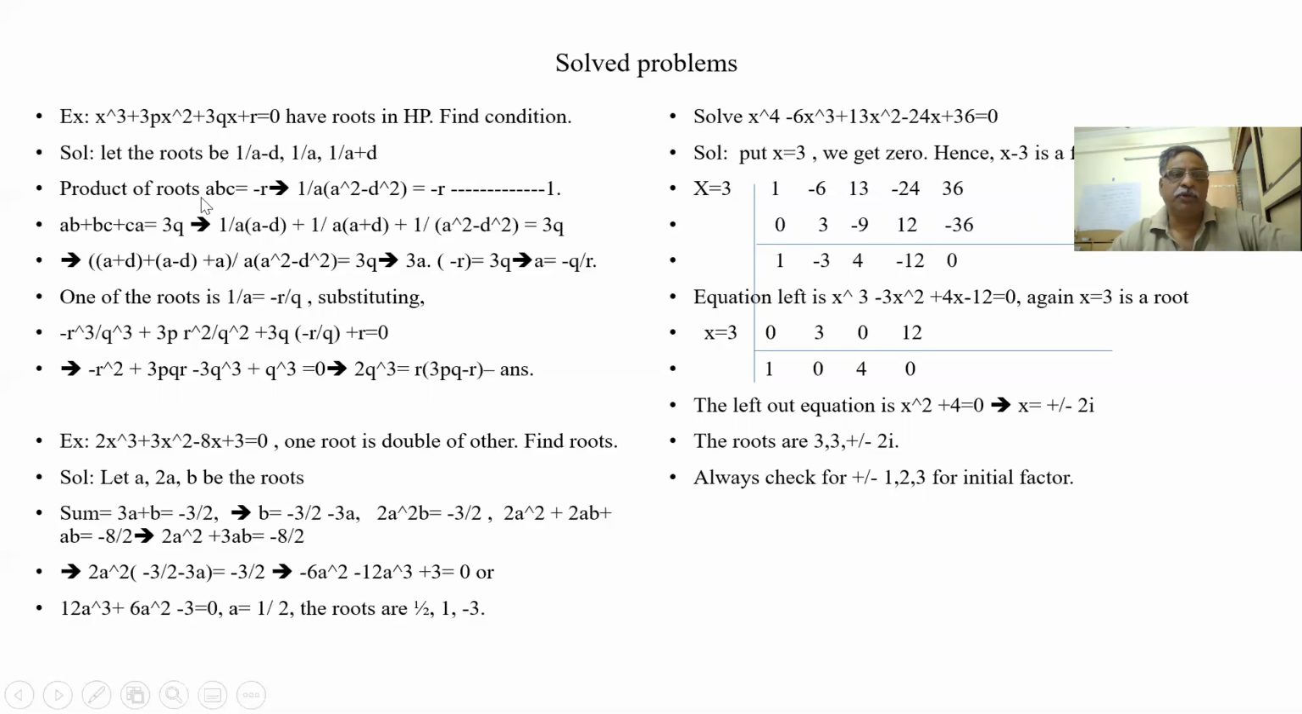So now we take the product of the roots: 1 by a into a square minus d square is equal to minus r. Again, two roots together, ab plus bc plus ca is 3q. So 1 by a into a minus d, 1 by a into a plus d, plus 1 by a square minus d square is 3q. When I simplify it, these two get cancelled, and I use 1 by a into a square minus d square is minus r. So 3q is equal to 3a into minus r. So a is minus q by r.